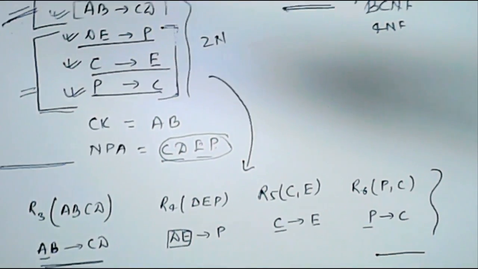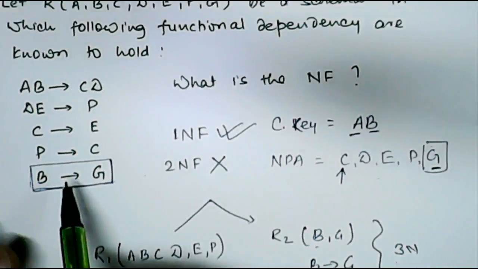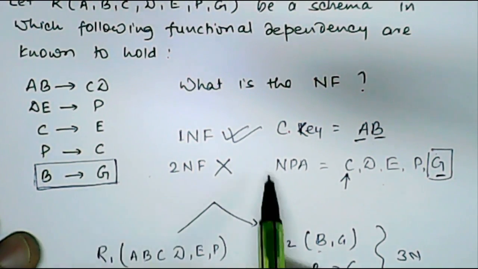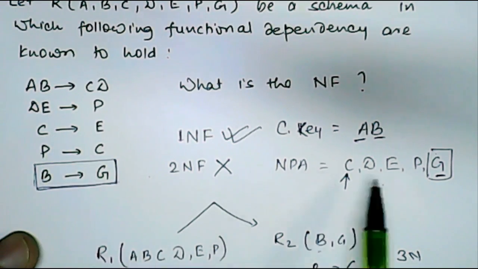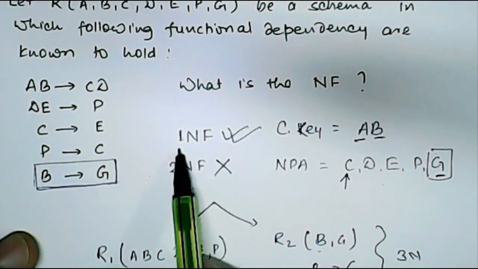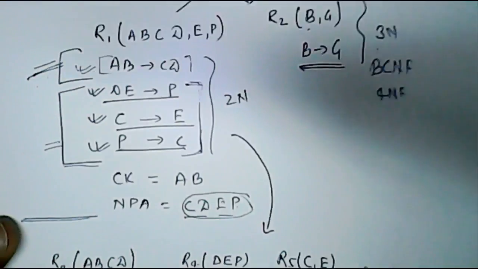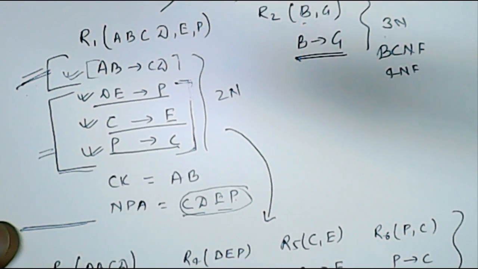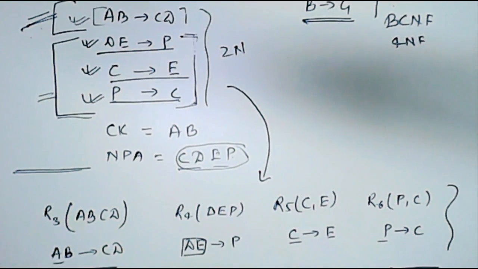So I hope this question is clear, but our question was already solved. Our question was whether this relation is in second normal form or not. I mean, what is the highest normal form for this given relation. So it was first NF only, and now we further extended this problem and understood how we can proceed further to decompose the tables. So I hope you understand it.